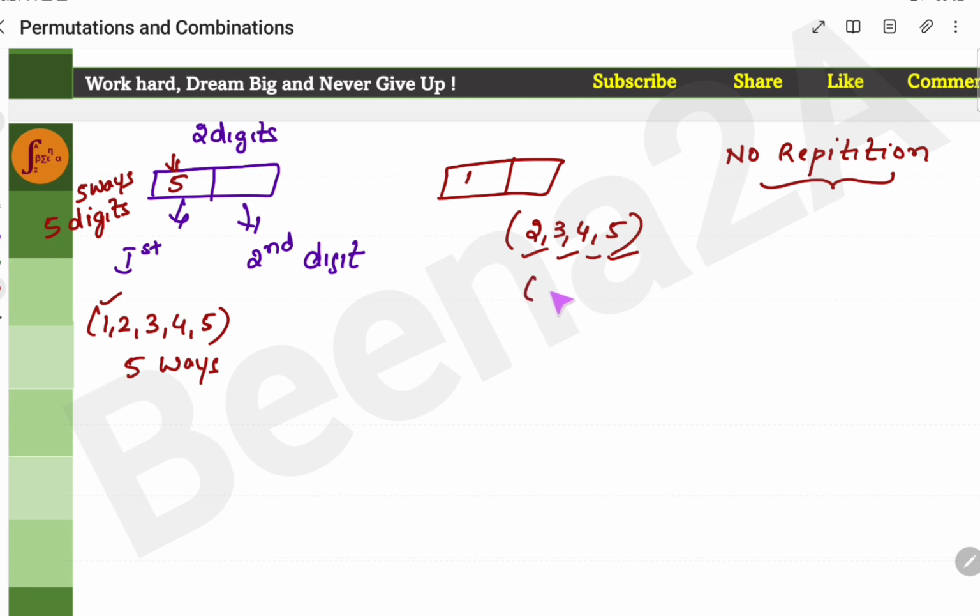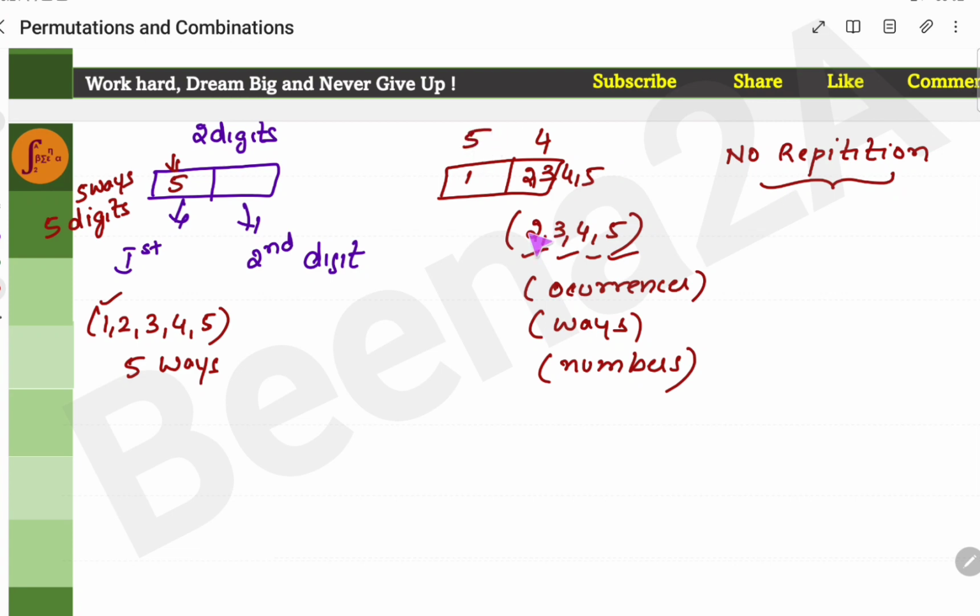So how many ways, or how many numbers? In this example, it is numbers. How many numbers are there? 4 numbers, right? It can be either 2, 3, 4 or 5. And here I have 5 numbers. The first digit can have 5 numbers: 1, 2, 3, 4, 5. Here I can have only 4 numbers, because one digit you have already chosen. So the remaining digits are 4, right?